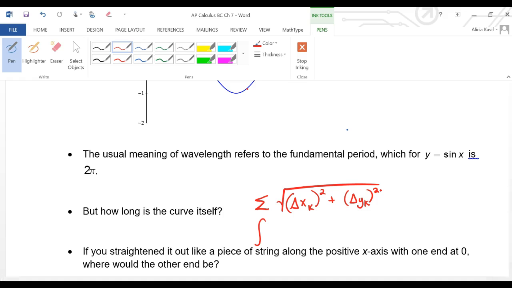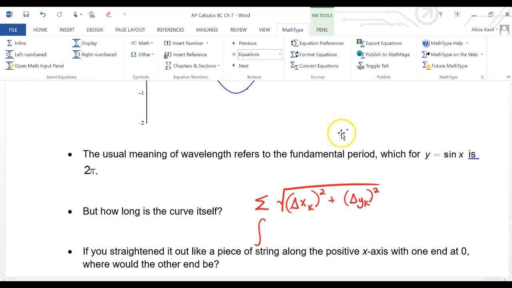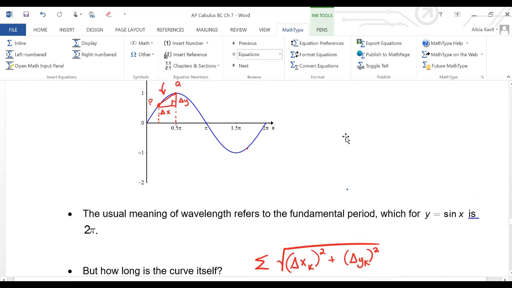There wasn't a lot of room to draw in that picture, but in this picture I just wrote one delta x and delta y. If we have infinitely many of these, that's why I just put a sub k, because it represents all of them over this entire curve. Okay?